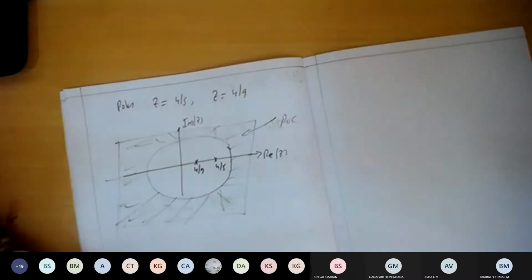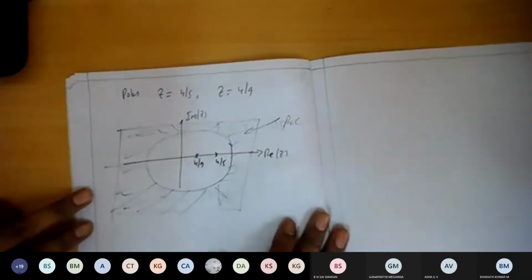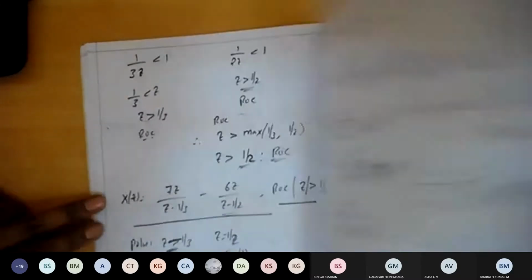Done, right? Any doubts in this one? Any doubts in finding the Z transform? So I'll take the next function. Take the next problem.